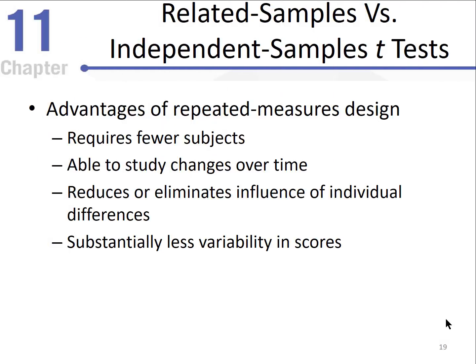Each of the tests has its pros and its cons. The advantages of repeated measures design are that you require fewer subjects, because you use the same people before and after. This test is great because you're able to study changes over time. It also reduces or eliminates the influence of individual differences because you're using the same people. And there's substantially less variability in the scores.